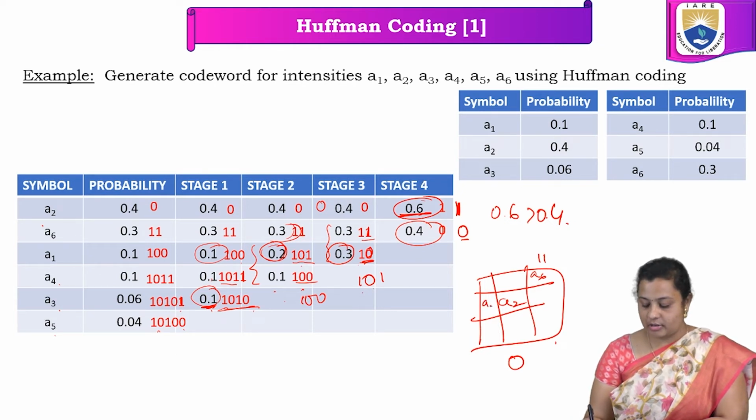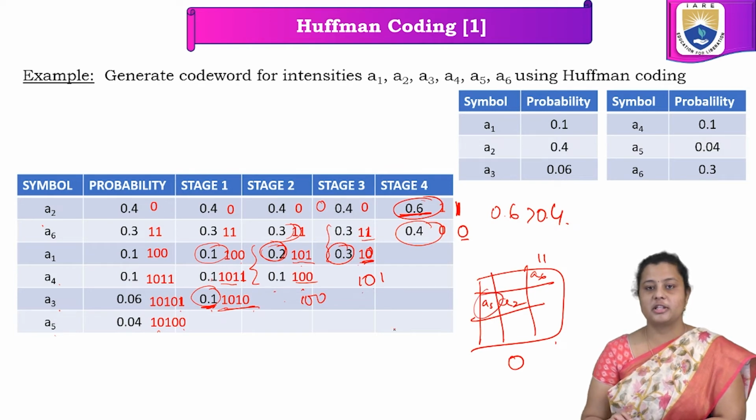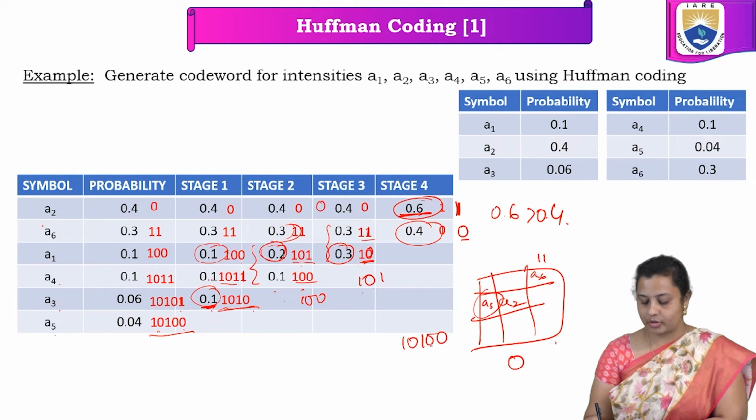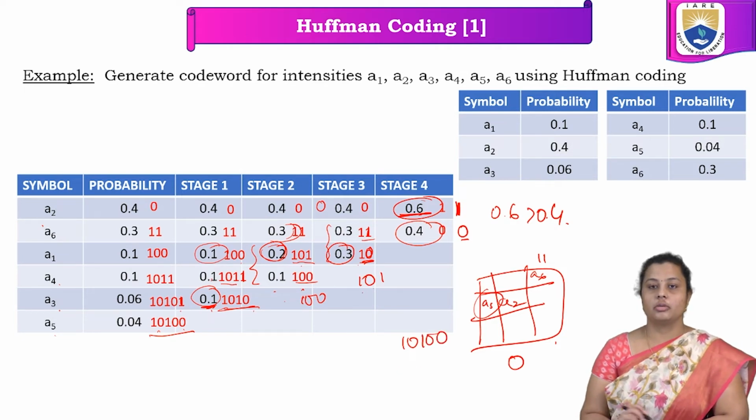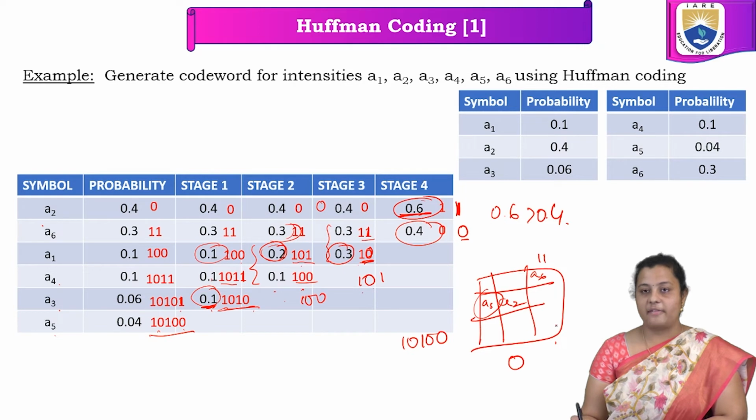Next, I have the pixel value, suppose A5. So how do I represent this pixel value? I represent the value as 1011, 10100, right? So in this way, I'll code my pixels.